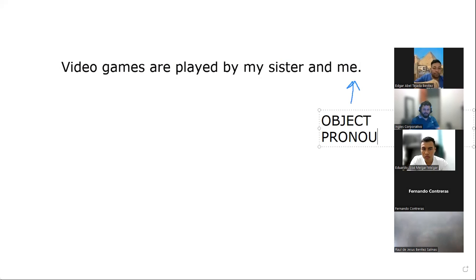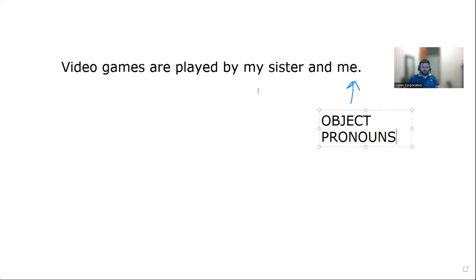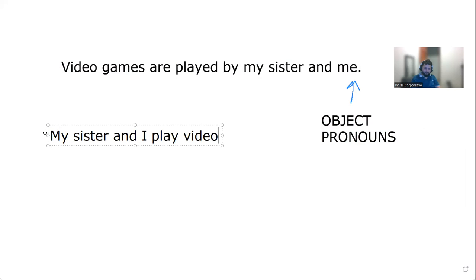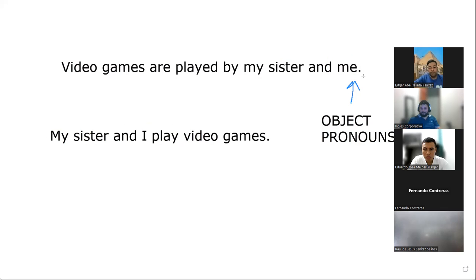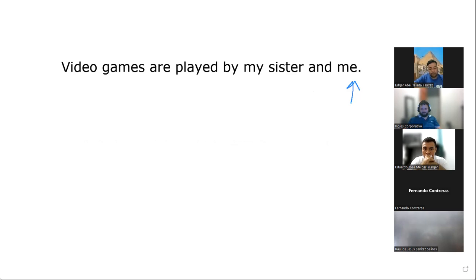I'm not going to teach you about object pronouns, guys, because that's not part of the agenda, but this is an object pronoun, okay? So you have to use an object pronoun and not a subject pronoun. A subject pronoun would be I, right? If you said, my sister and I play video games, this is correct because this is a subject pronoun, right? Subject, object. Got it? All right. So that's why this example is incorrect, okay? But don't focus on that right now because that's a topic for another day, another level. Just know that if you use a pronoun here, you have to use an object pronoun, okay? So video games are played by my sister and me. Very good. Yes. Edgar, that's okay, right?